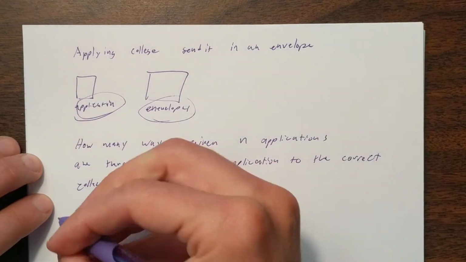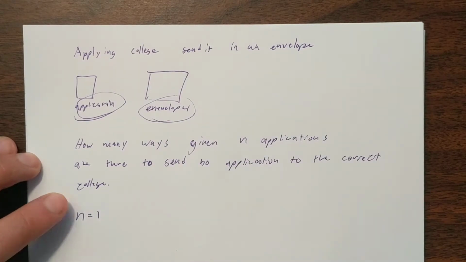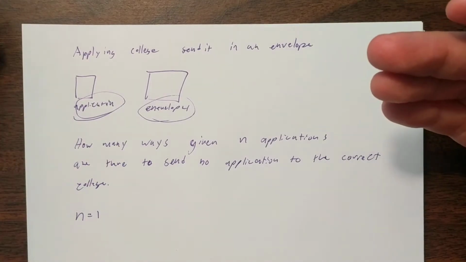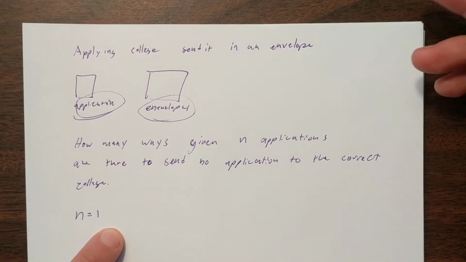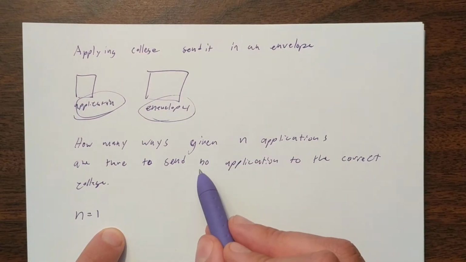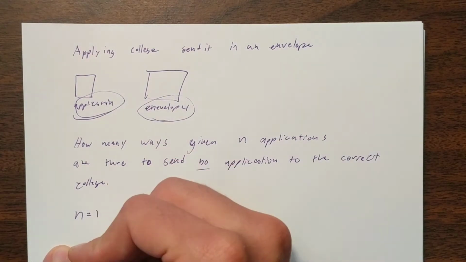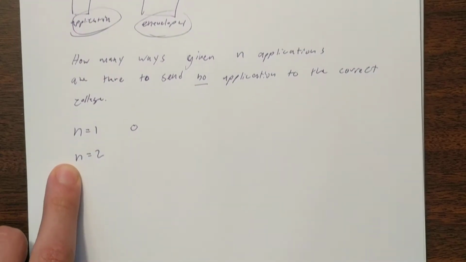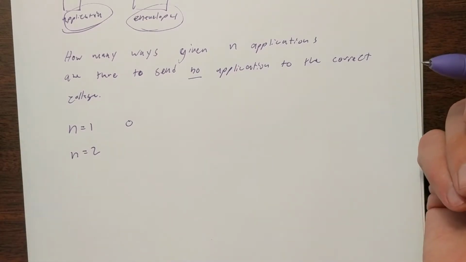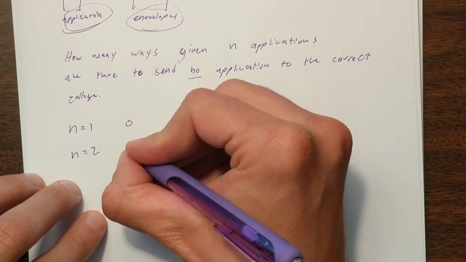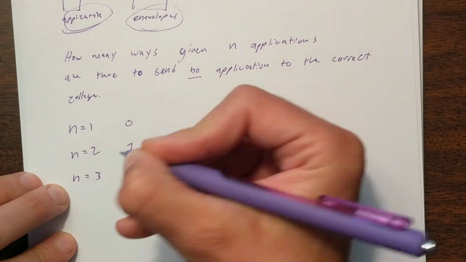So, for example, let's say you only have one application and one envelope. So your mom comes in, she picks up the one application, the one envelope, she puts it in, she sends it off. Obviously, since there's only one of them, it's going to the correct college. So the number of different ways that no application goes to the correct college is 0. What about n equals 2? Well, with n equals 2, you could either send them to the correct ones or just swap them. So the number of different ways is 1.